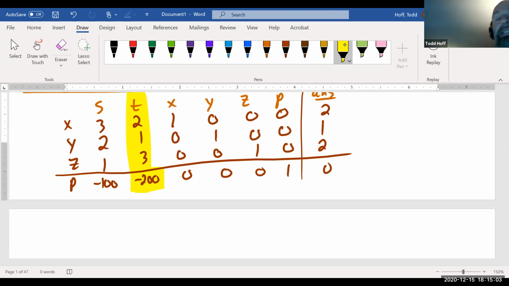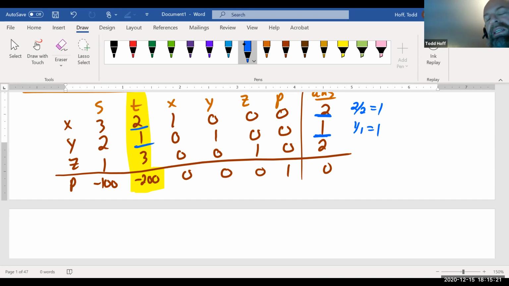In that column, I still need to do test ratios. So I use this number, my answer column, divided by the entry in the pivot column. 2 divided by 2 is 1. So that's my test ratio there. The next row, I have 1 divided by 1, which is also 1.